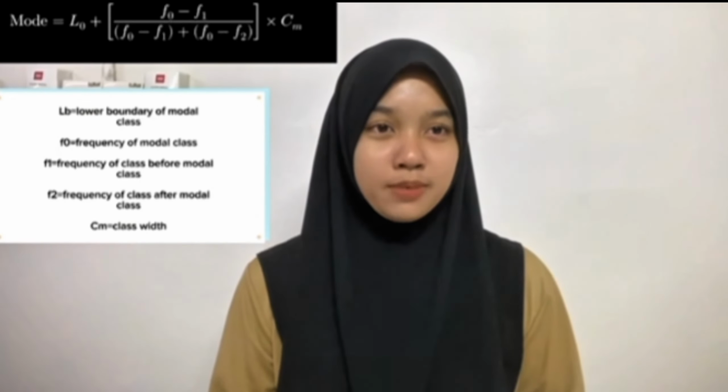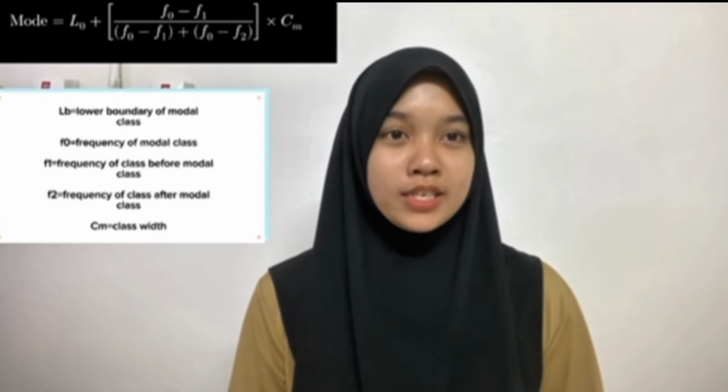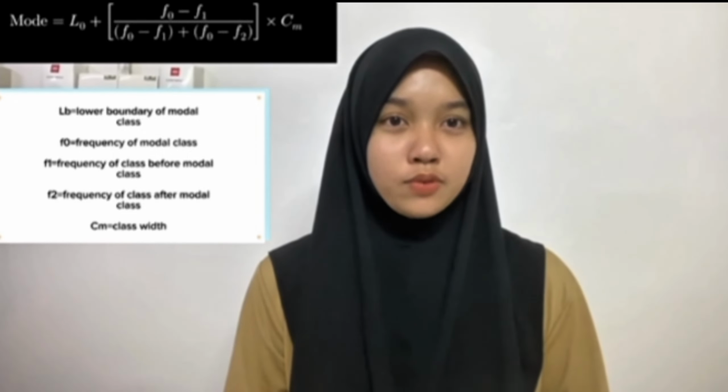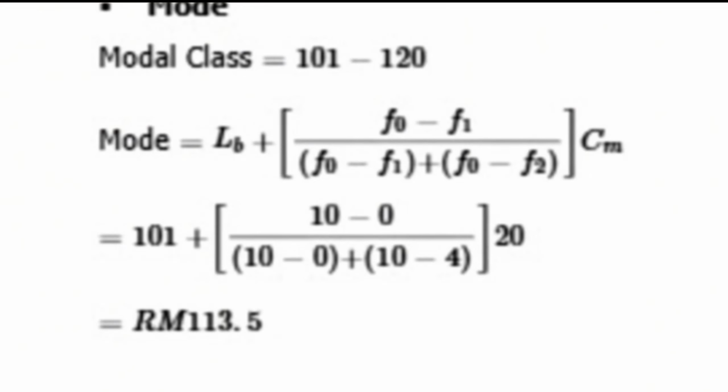Next, we have the mode. The formula for mode is LB plus (F0 minus F1) divided by (F0 minus F1 plus F0 minus F2), and multiply by class width. So the mode is RM130.50.